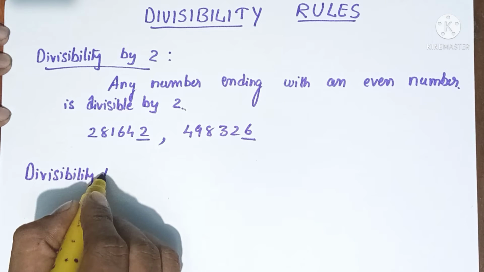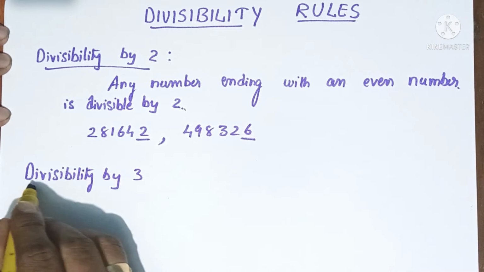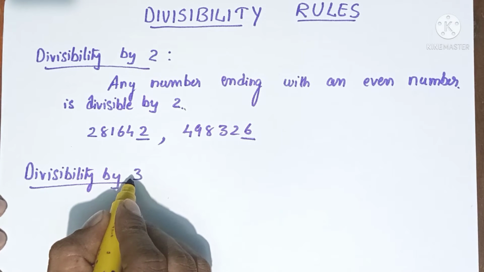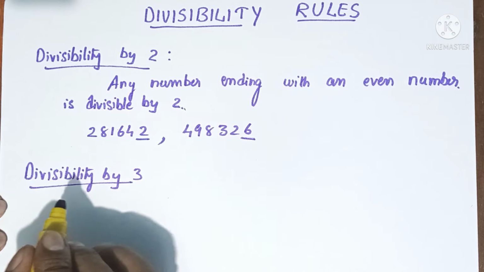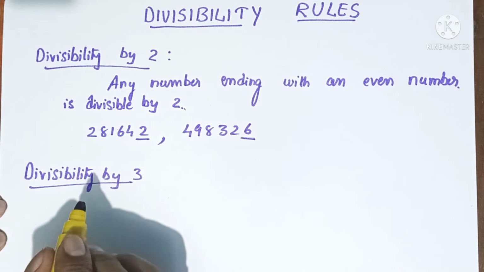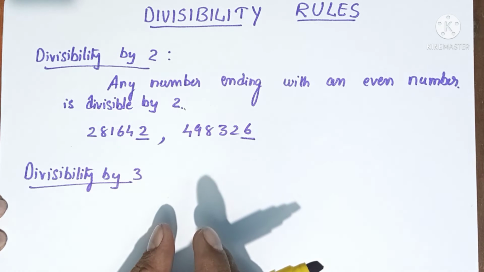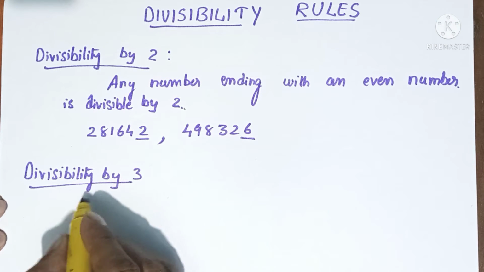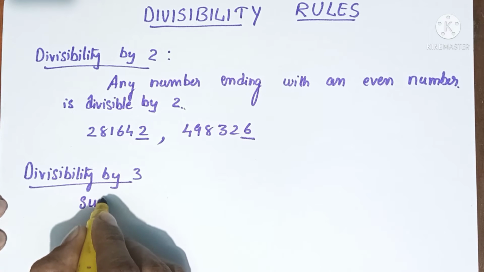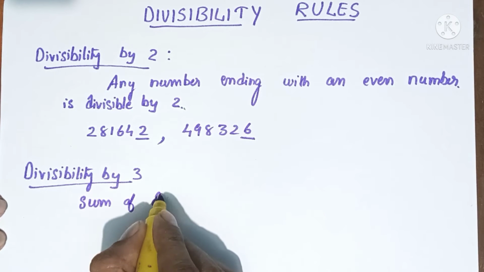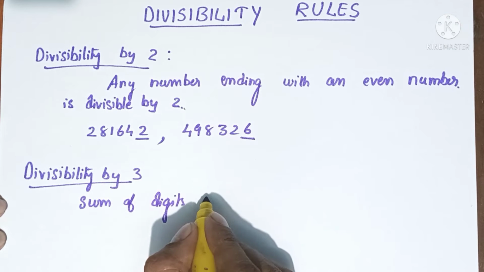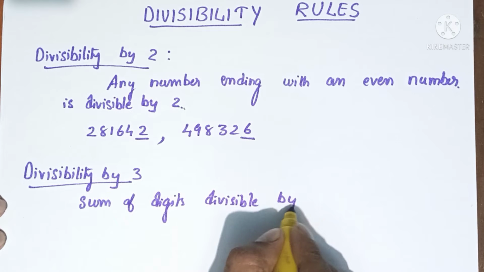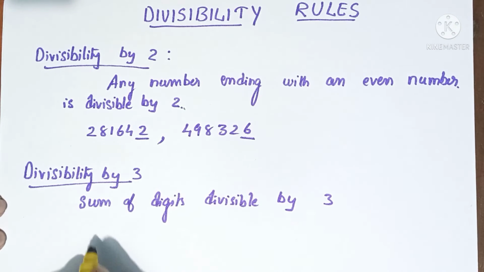Divisibility by 3. In this, what we have to do is carry out the sum of all the digits. If the sum of all the digits of a given number is divisible by 3, then the number is also divisible by 3. So that is the rule. Sum of digits divisible by 3. Example.